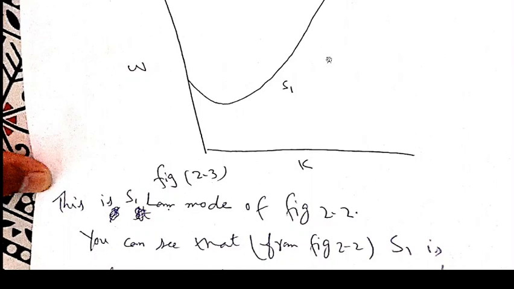In the C-omega plane, S1 changes sign from positive to negative, but in this omega-k plane, it changes from negative to positive, going through 0. Here the slope is 0. If you calculate the slope of this curve, it would be d omega by dk. Here d omega by dk is negative, here it is positive, and here it will be 0. So the slope is 0 here, going from negative to positive through 0.